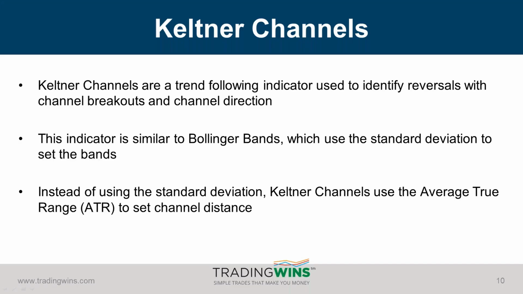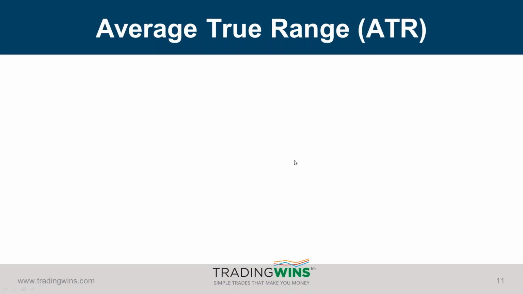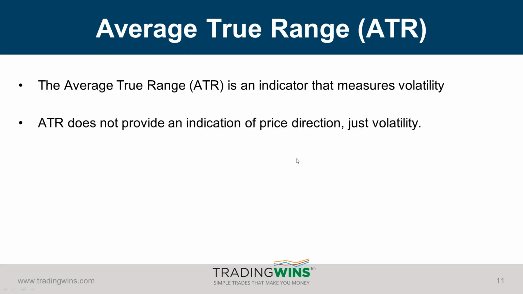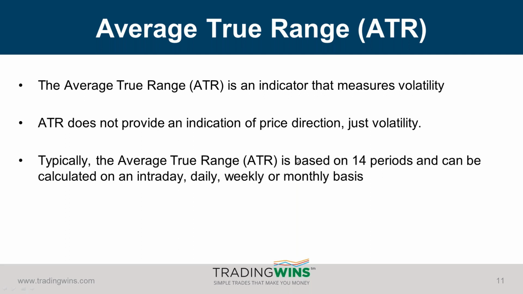Let's go back here. Now, the average true range is fairly simple, and most of you, I'm sure, are familiar with it. Okay? It measures volatility. That's what this does. It measures volatility. And it does not provide an indication of price direction. Okay? It's not an indicator like the others where you're trying to pinpoint an entry point or an exit. This is just telling you how much, on average, that underlying stock or market moves or has been moving over a certain period of time.